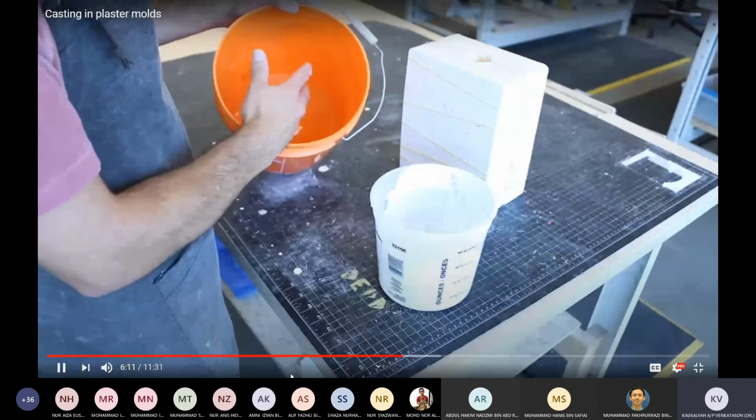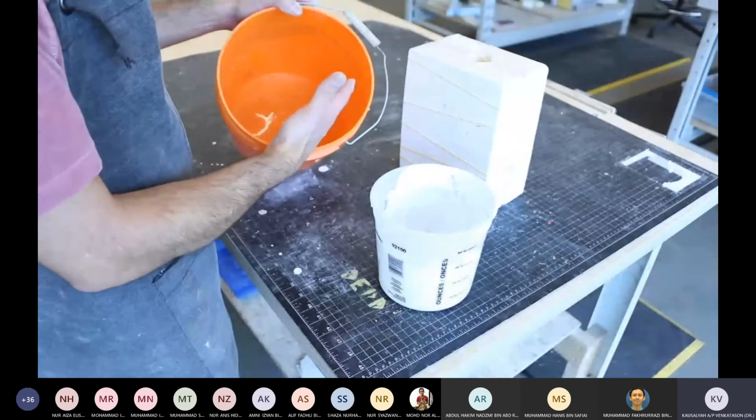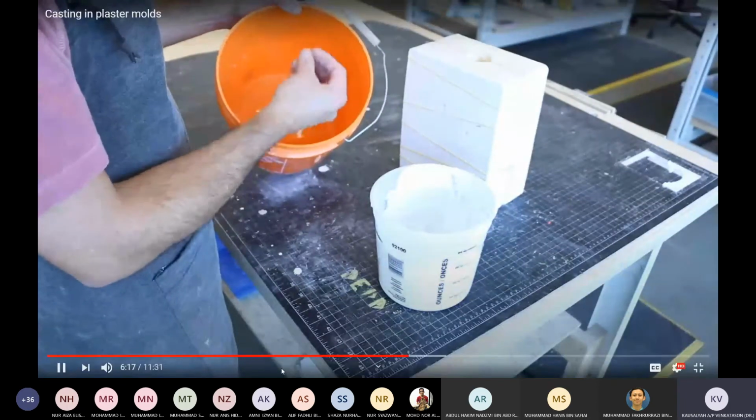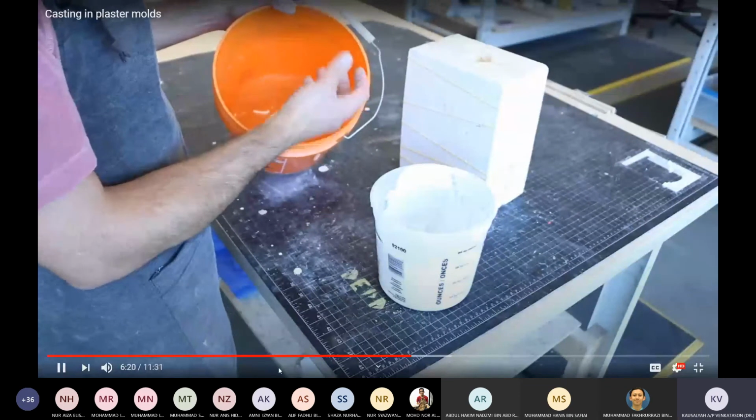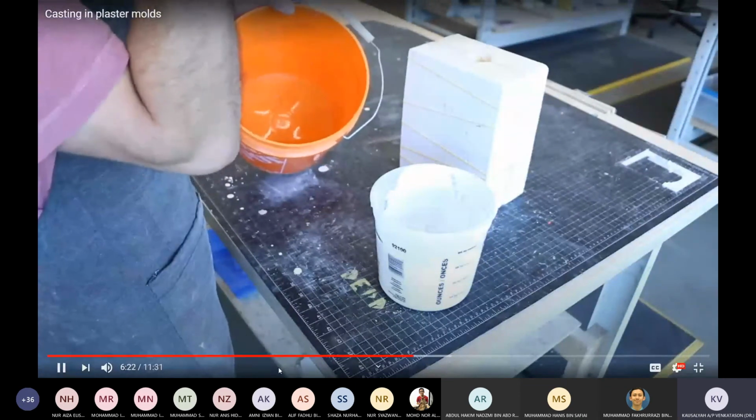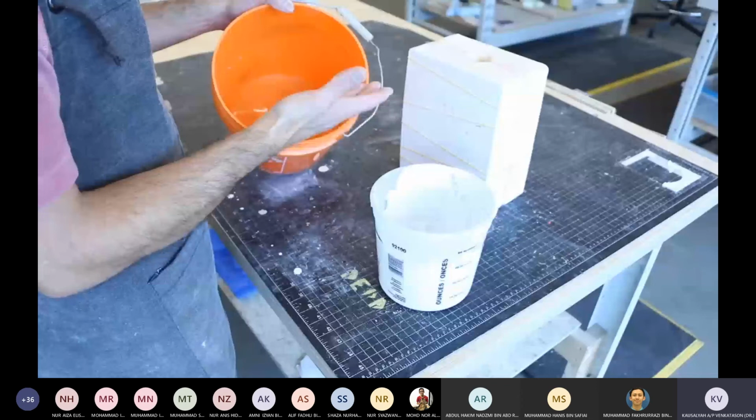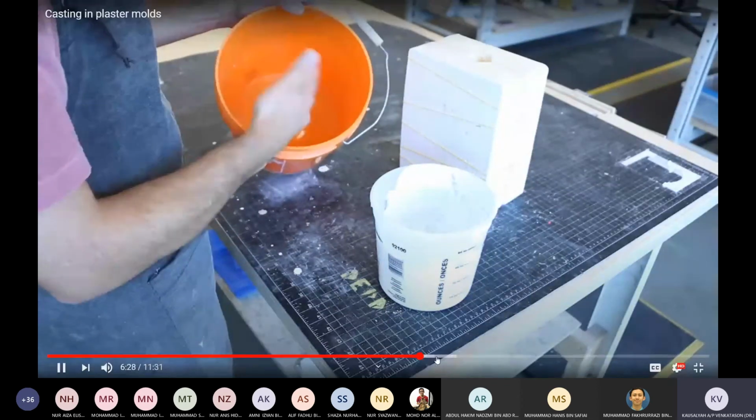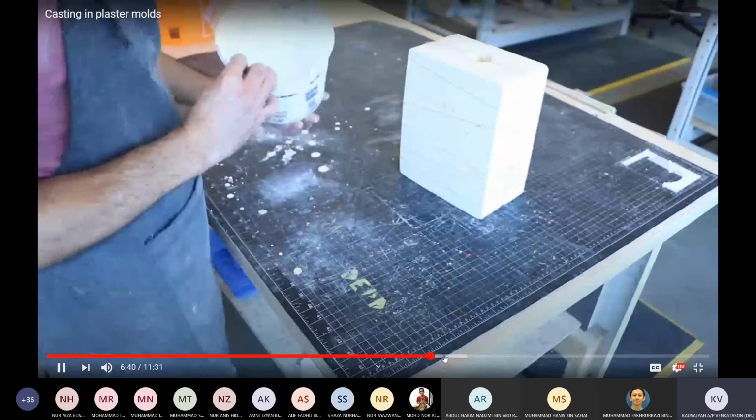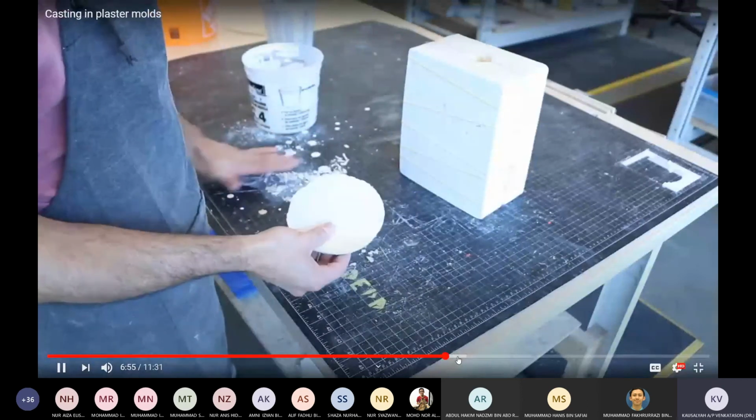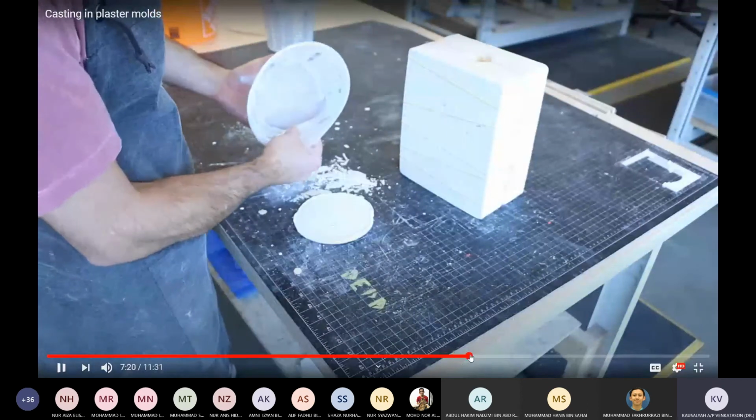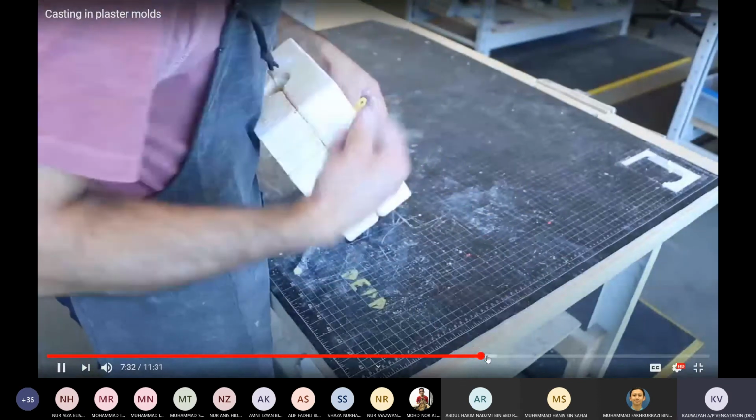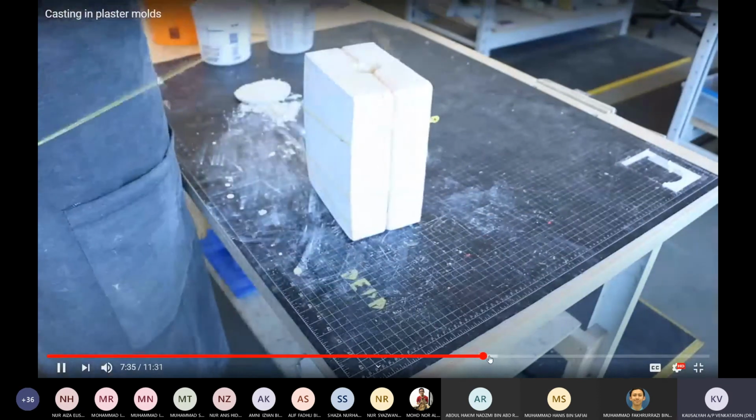You can clean your bucket with plenty of water in your sink. As long as you have plenty of water, the plaster will dissolve and can flow through the pipes without problem, as long as it's just what is dirty on the walls of the bucket. Okay, there it is.